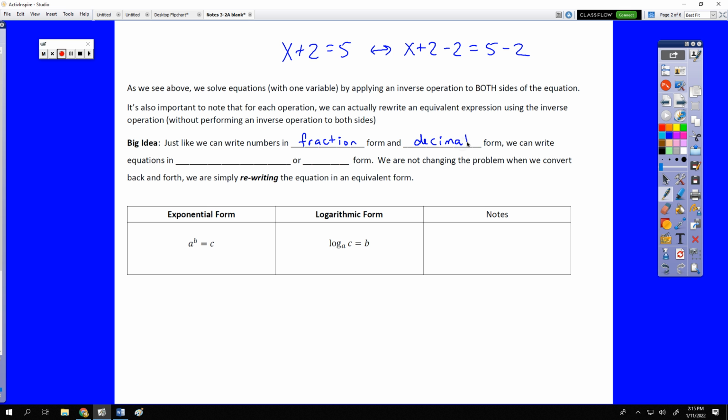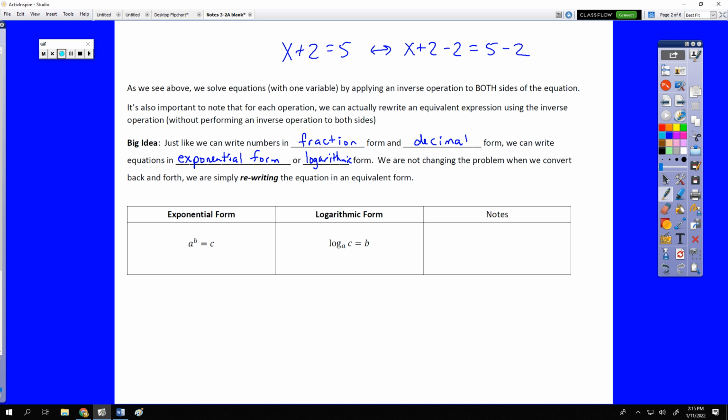say, for instance, we can write a number in both a fraction and a decimal form, and those are equivalent. It is also possible for us to take an equation that is in exponential form and we can rewrite it in logarithmic form. Okay, these are exactly the same thing. We're not changing the problem. All we're doing is rewriting the equation in an equivalent form.